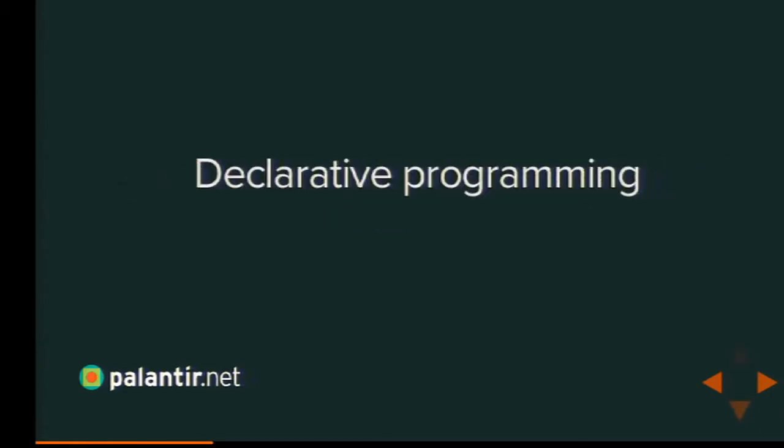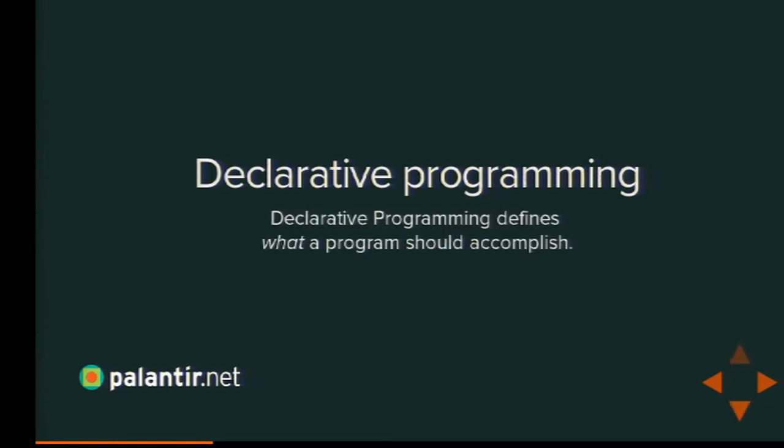But let's take a look at a different way of approaching the problem. Declarative programming. Declarative programming does not say how a program should work. It just defines what it should accomplish. You simply define how something should end up, and then it's the computer's job, or a compiler's job, to figure out what that means in practice.